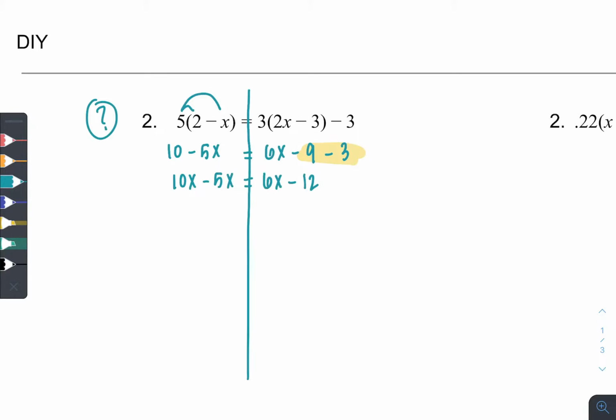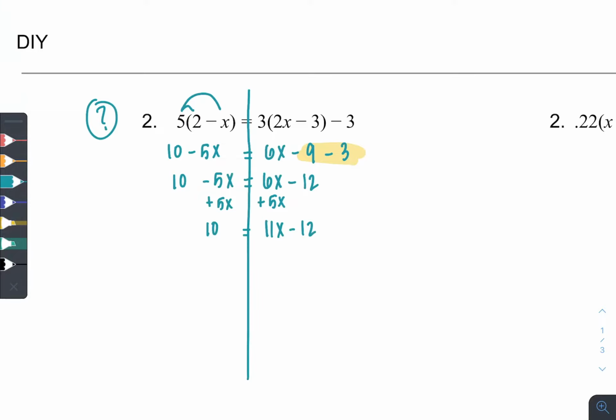Oh, I made a mistake. I accidentally wrote x right here. There we go. Move our x terms to the same side. I'm going to move 5x over just because it's easier to make something positive. So I get 10 equals 11x minus 12.